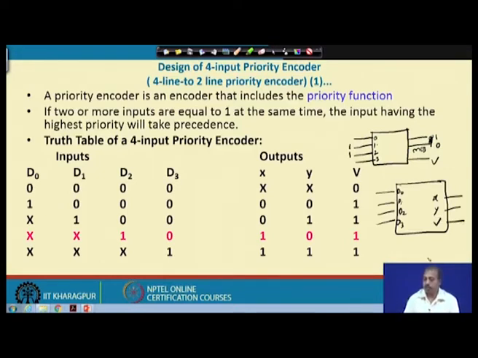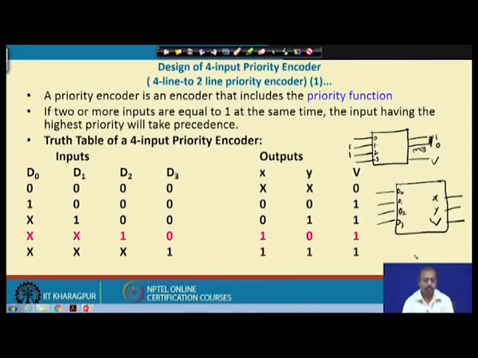For the operation, we have to look into the valid bit. If the valid bit is not equal to 1, that means whatever output is produced at x y is not a valid combination. When D0, D1, D2, D3 are all equal to 0, x and y can assume any value, but this valid bit should be equal to 0.